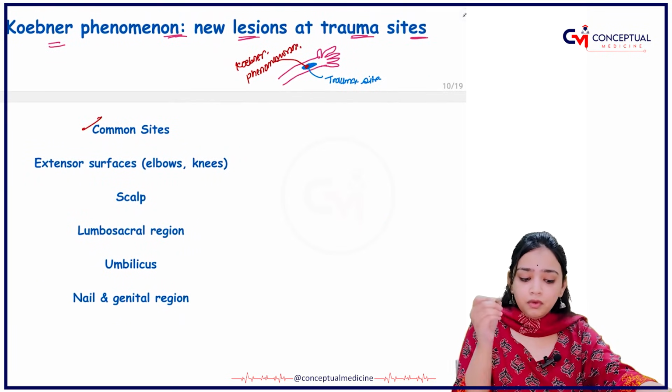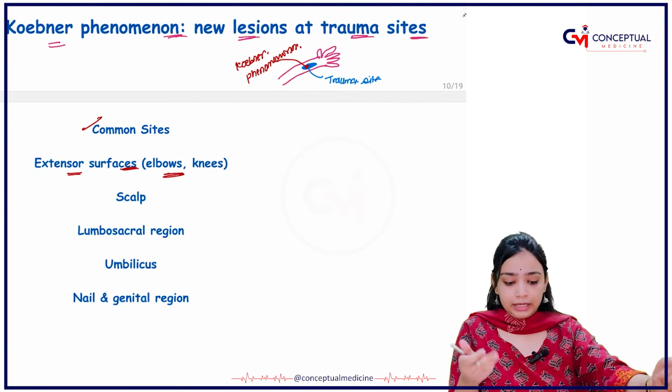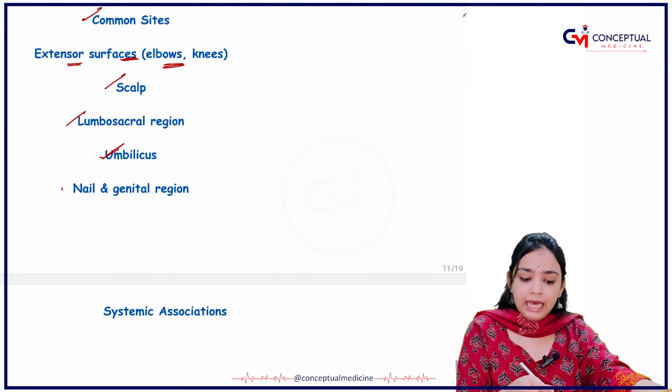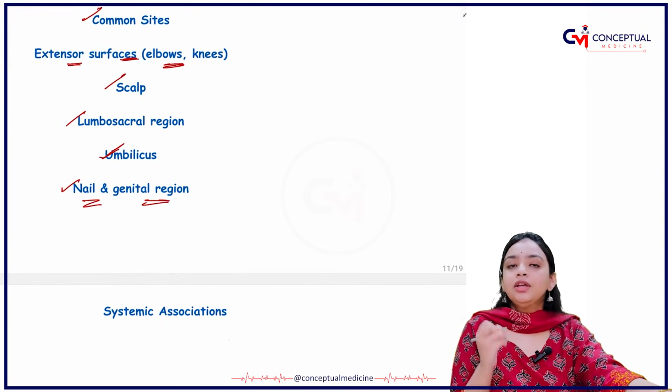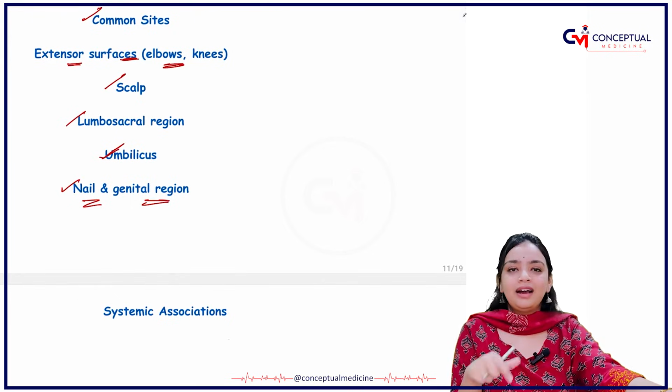What are the common sites involved? First thing, you have the extensor surfaces like your elbows or the knees. Then you have the scalp. Then you have the lumbosacral regions, the umbilicus and nails and the genital regions. And in nails, you have a very, very special sign also that I will tell you.